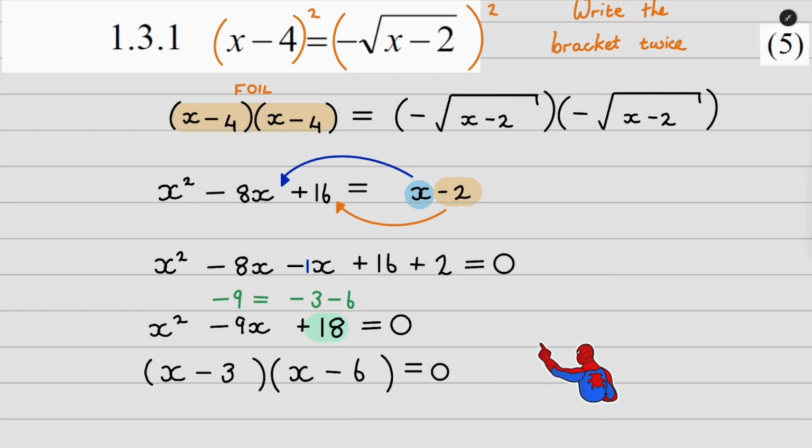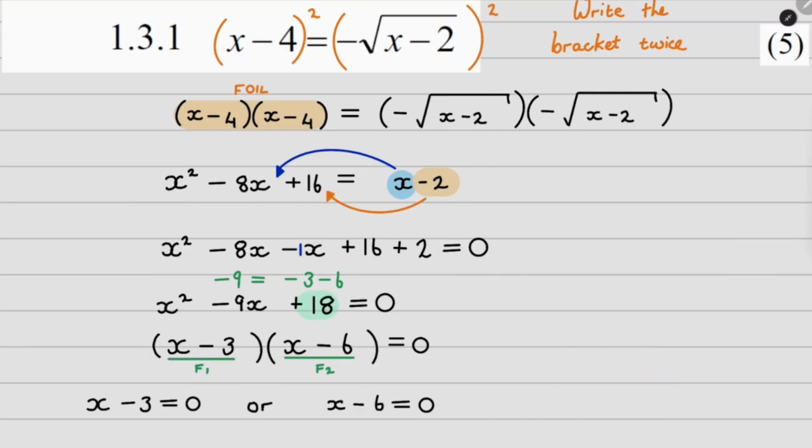So now we hit the split, where we make each factor equal 0 separately. Take this negative 3 over and it becomes positive 3. And we take this negative 6 over and it becomes positive 6. Okay, and here are our two answers for x. Now we're not quite done. We need to test the answers. Anytime you see a square root in the equation, you must test your answers. So we're going to put each answer in and see if it works.